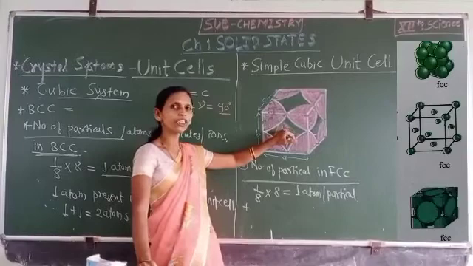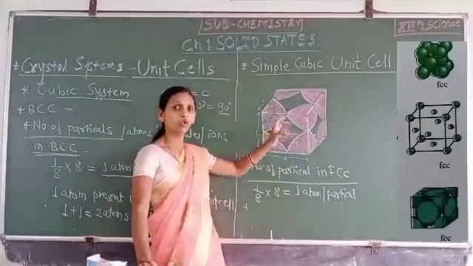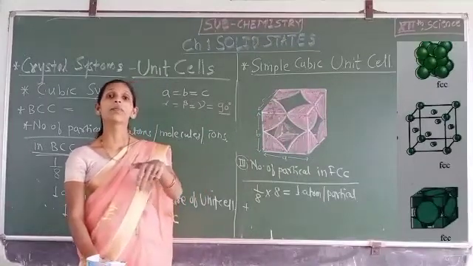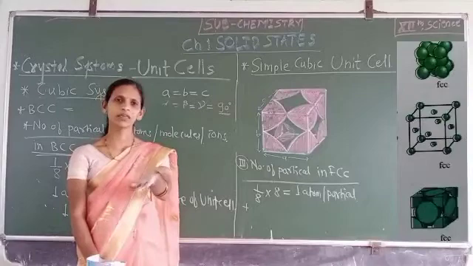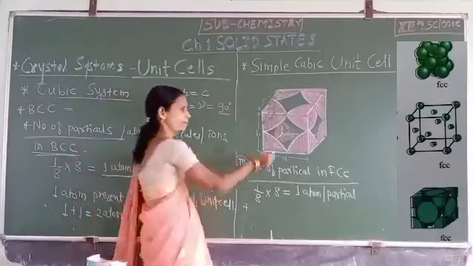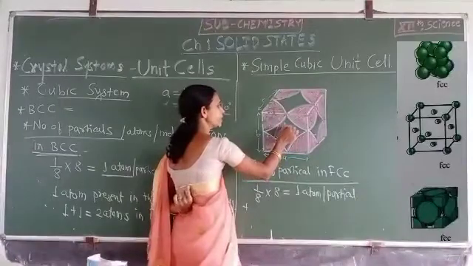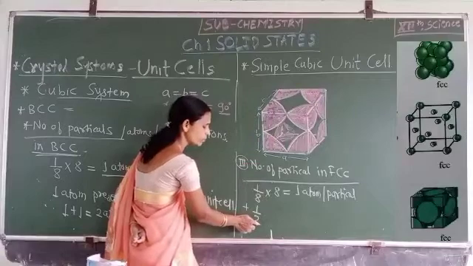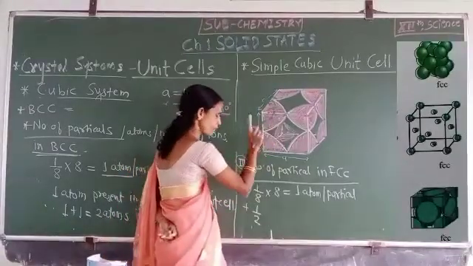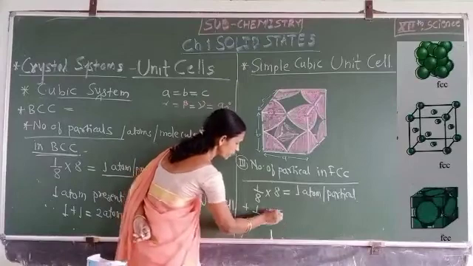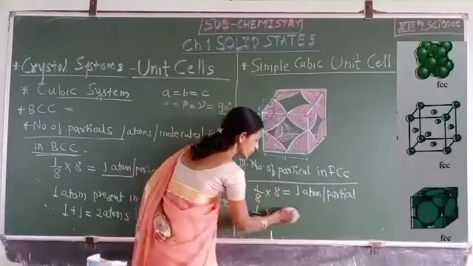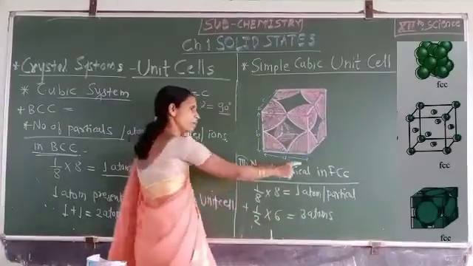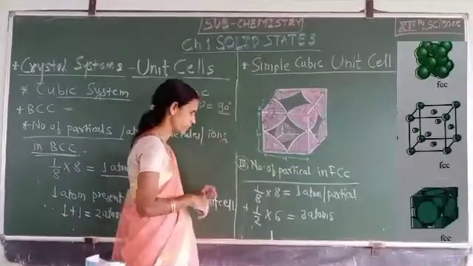the particle present at the center of each face is shared, or contributes, to only one other neighboring unit cell. That means the particle present at the center of each face contributes to this unit cell one half at the center of each face. Like that, there are a total of 6 faces. Therefore, 1/2 into 6, that is 3 atoms present in the FCC at the 6 faces.